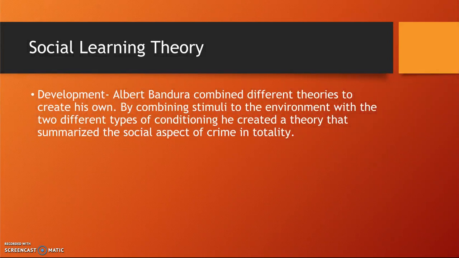Albert Bandura combined a bunch of different theories to create his own theory. By combining stimuli from the environment with two different types of conditioning, he created a theory that summarized the social aspect of crime in totality. By combining different theories, he made one larger theory that could really explain more than the others could.